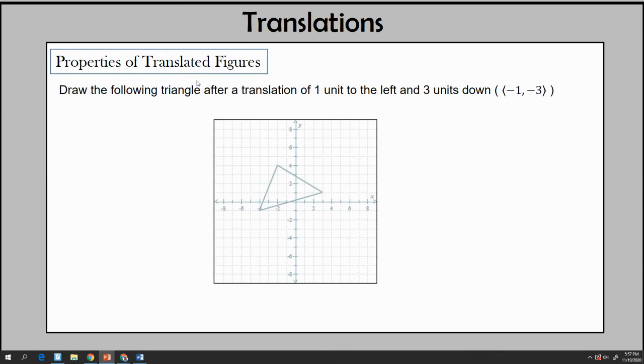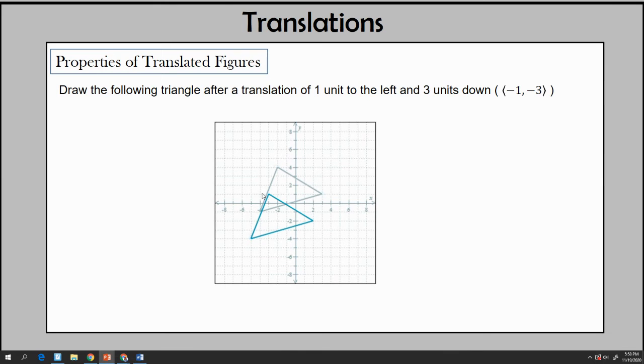Next question, draw the following triangle after a translation of 1 unit left and 3 units down. So 1 unit left would be -1 for the x coordinates. 3 units down would be -3 to all the y coordinates. Now, on a grid, you don't really need to do that, right? What we would do is take every vertex and go left 1, down 3, left 1, down 3, left 1, down 3, and then draw our triangle again, and there it is. There's our triangle slid left 1, down 3. Pretty straightforward.